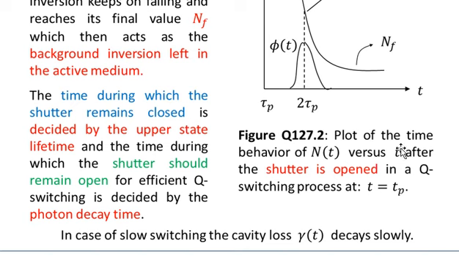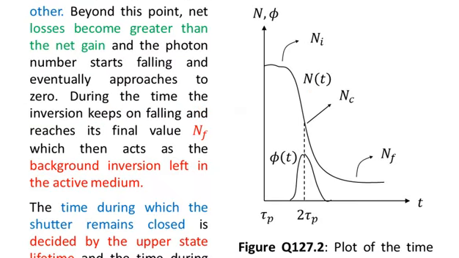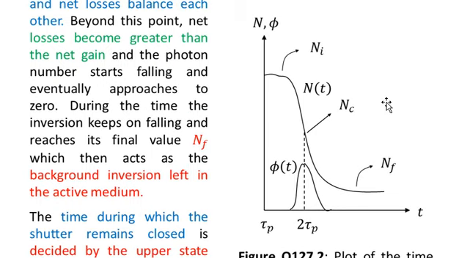Plot of the time behavior of the population inversion, that is n as a function of time, versus time after the shutter is opened in a Q switching process at t is equal to tau p. So t is equal to tau p is the time at which the shutter is opened. When the shutter is opened, a huge pulse of the laser output is obtained from the laser source. And this is what is being described by this figure.